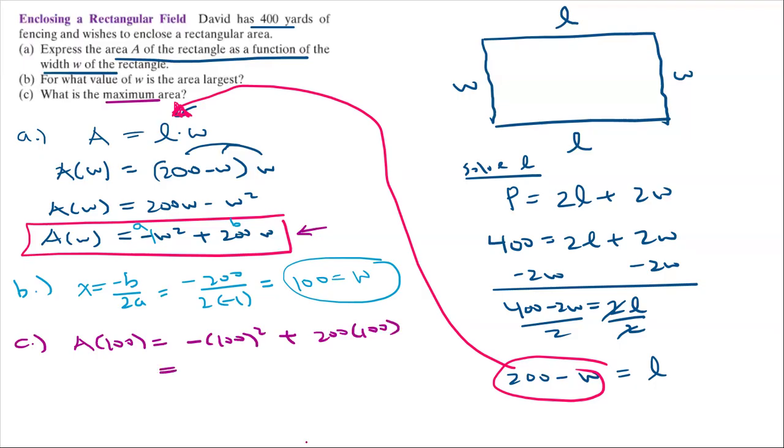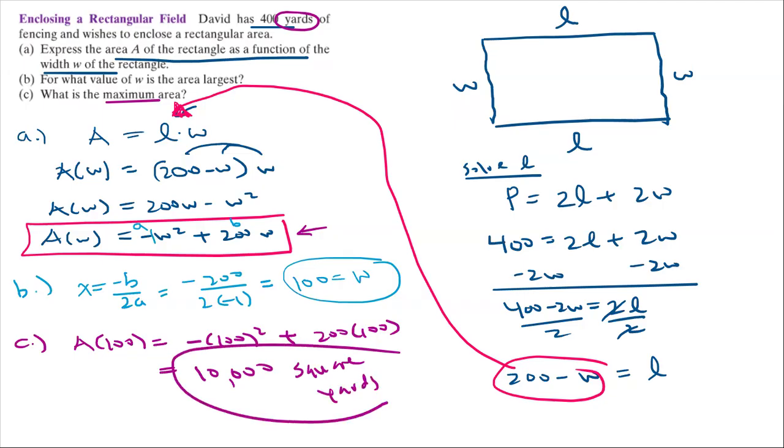Okay? So go ahead and put that in the calculator and tell me what you get there. All right, so when we enter this in the calculator, the answer is going to be 10,000, right? And since we're talking about yards, this would be square yards. Okay, so that's our answer for part C.